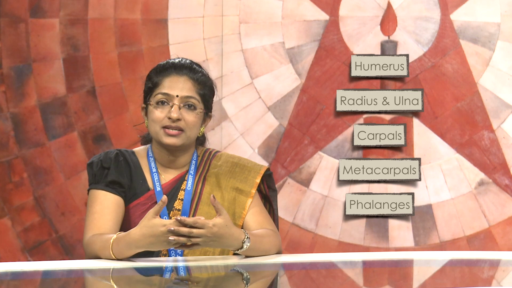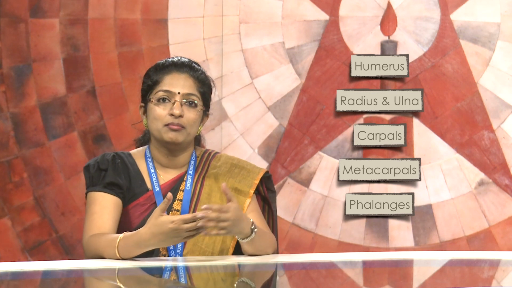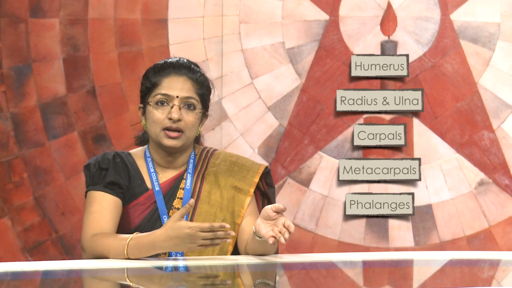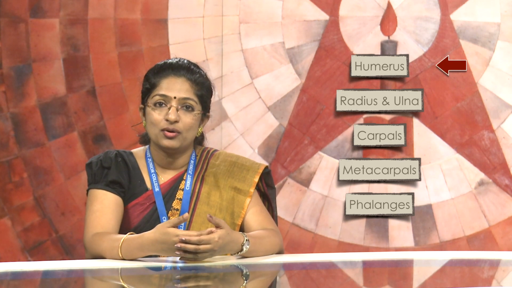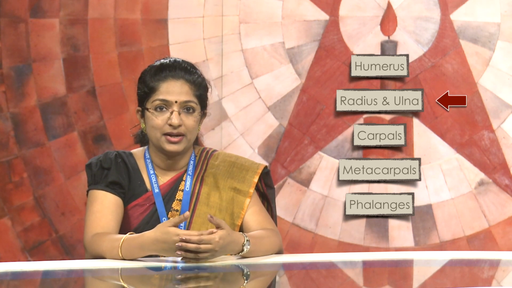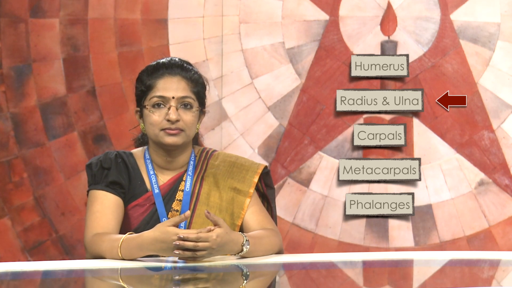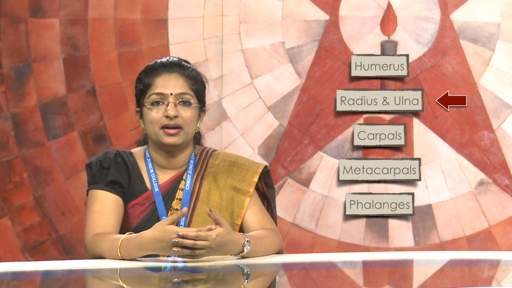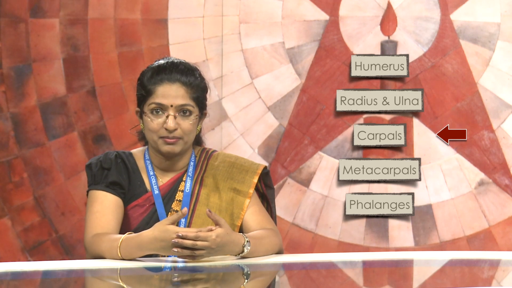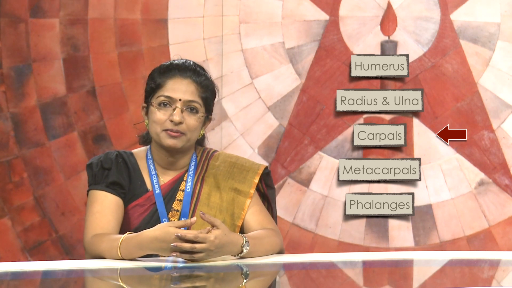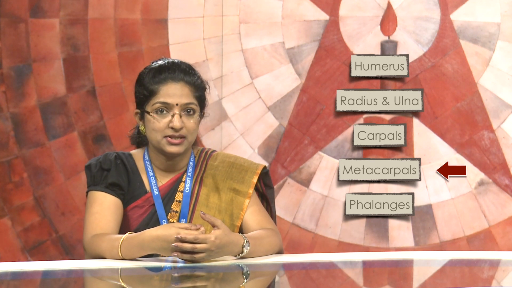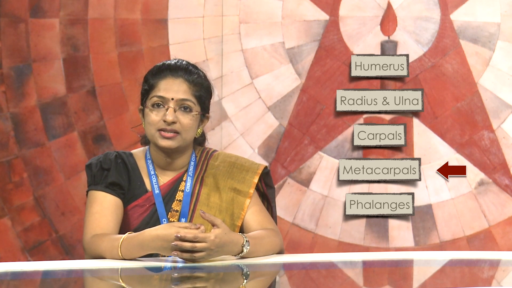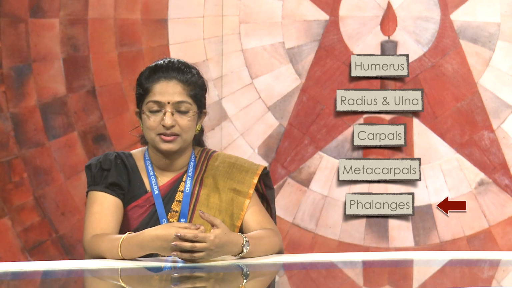So, if you look at the skeleton of the forelimb of human, the upper arm is represented by humerus, the forearm is represented by radius and ulna, the wrist is represented by tiny bones called carpals, the palm is represented by slender long bones called metacarpals, and the digits are represented by phalanges.